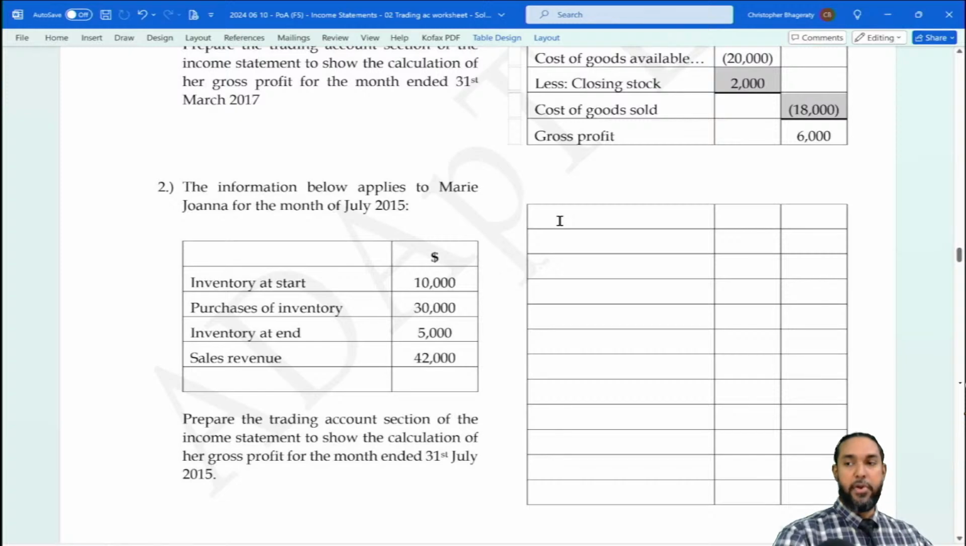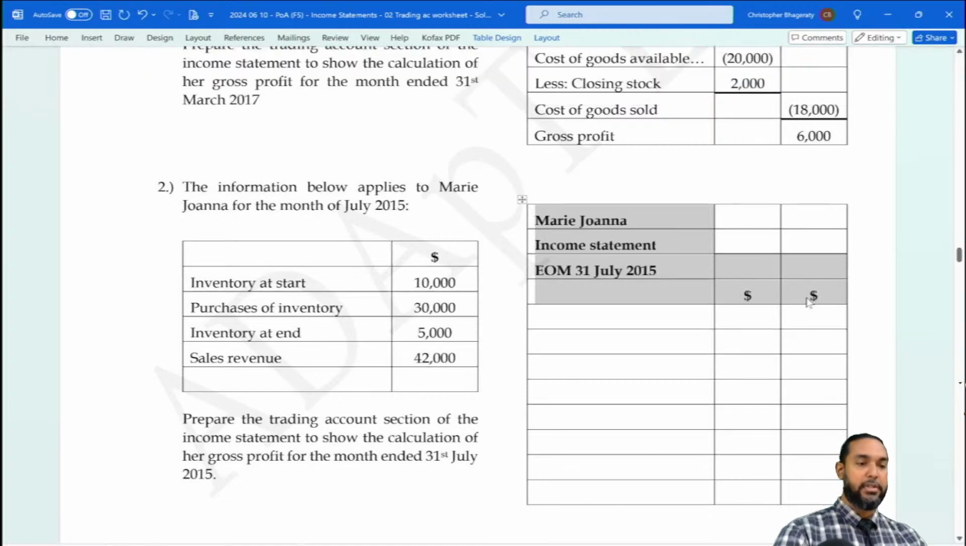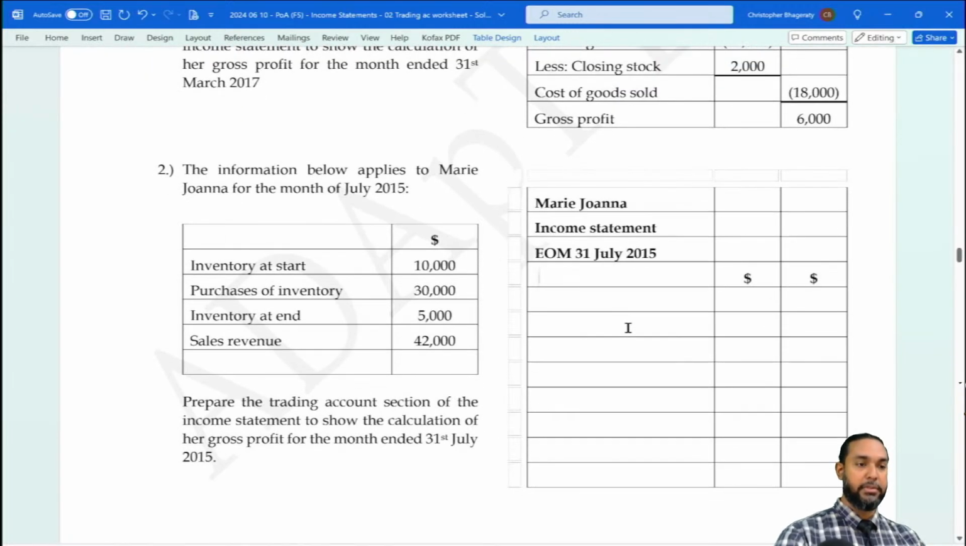That's correct. Right, but after that, you're subtracting the closing stock to get the cost of goods sold. Right? Right, so we'll do the heading here. Right, so the sales here was 42.